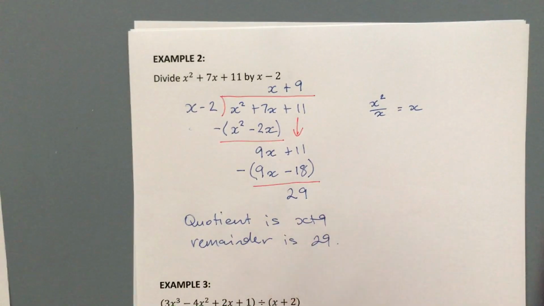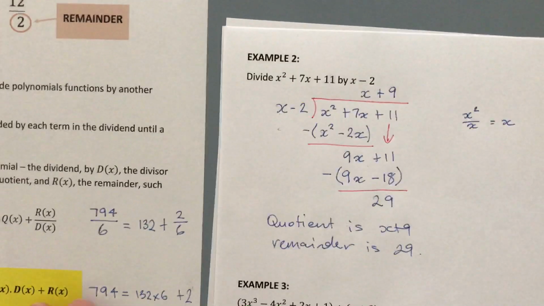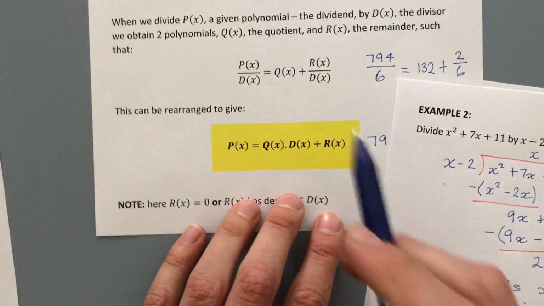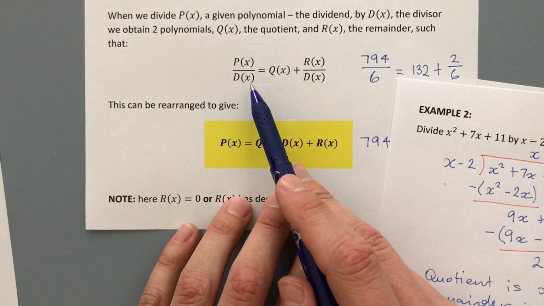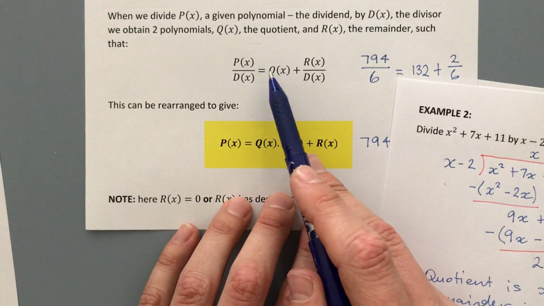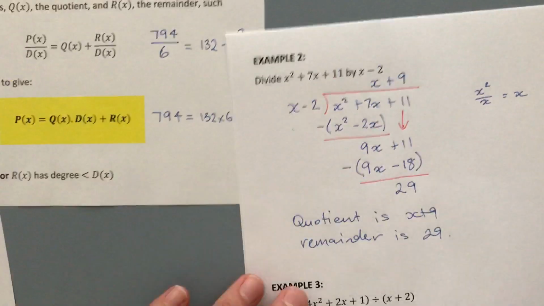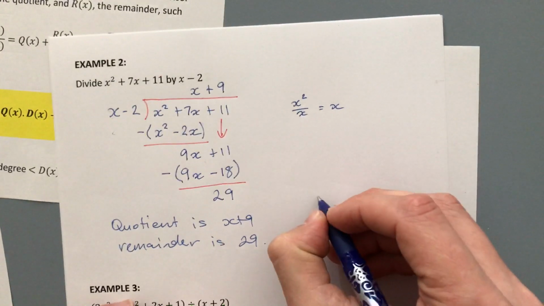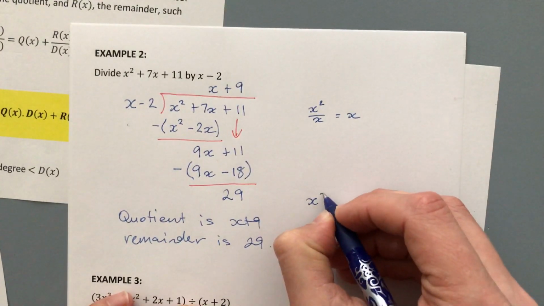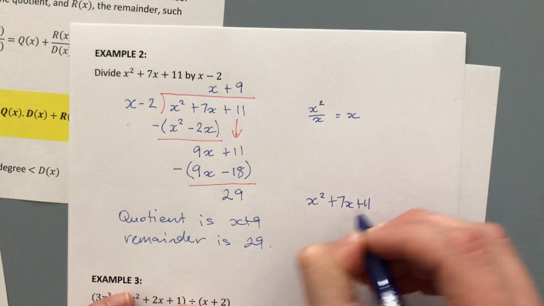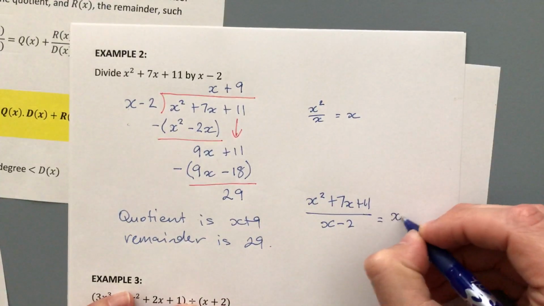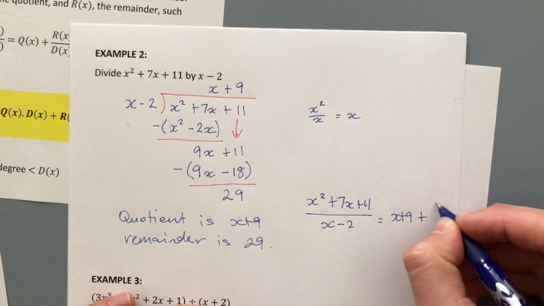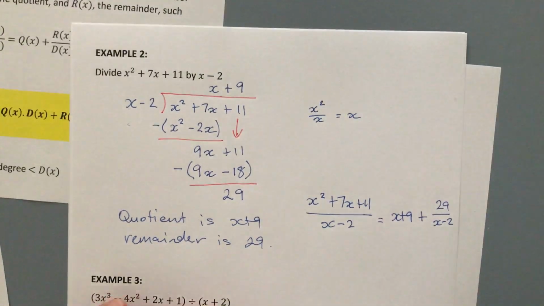is 29. And so there are, I suppose, a couple of ways we can write that. We can write it in this particular form, where you have the original polynomial divided by your divisor equal to the quotient plus the remainder over the divisor. So that would look like this. x squared plus 7x plus 11 divided by x minus 2 is equal to x plus 9 plus 29 over x minus 2.